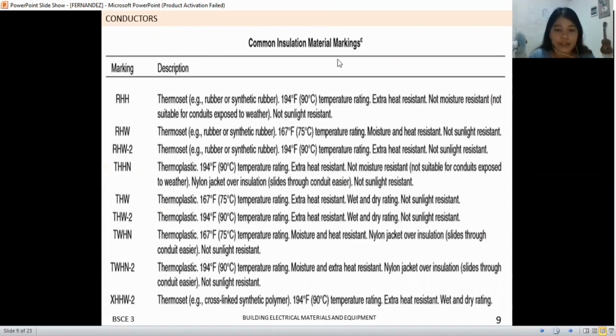Common insulation material markings. So markings RHH, description thermoset rubber or synthetic rubber, 194 degrees Fahrenheit and 90 degrees Celsius temperature rating, extra heat resistant, not moisture resistant, and not suitable for conduits exposed to weather, not sunlight resistant. So the RHW, RH2, THNN, THW2, TWTN, TWHTN2, HSSW2.